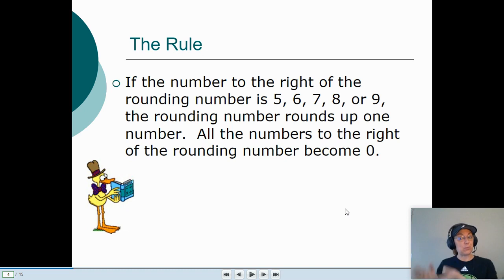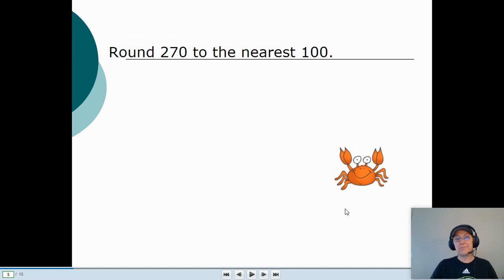Now, if that number to the right of the rounding number is 5, 6, 7, 8, or 9, then the rounding number goes up by 1, and all the numbers to the right become 0.